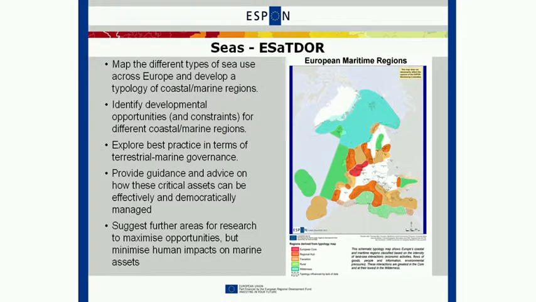And then again, to take a different topic outside of the territorial into the marine. This was the ESaTDOR project. The main objective of that project was to map different types of sea use across Europe and develop a typology of coastal marine regions, identify developmental opportunities and constraints, environmental constraints and social constraints for different coastal marine regions. And this whole topic of blue growth has become a major topic within European policy.